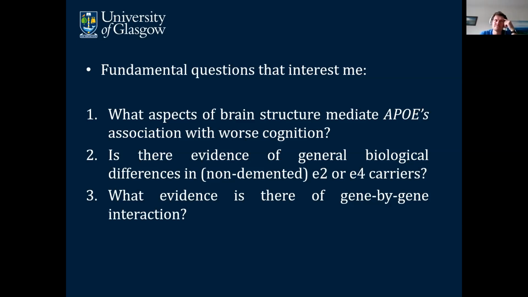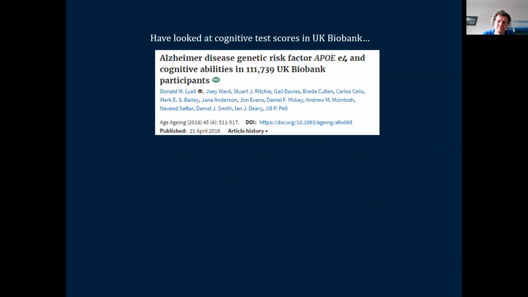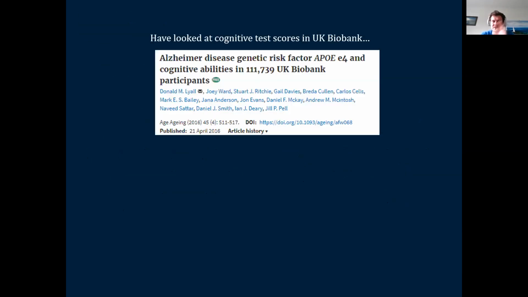So I've got a mixture of some relatively older stuff that we've done and also some new stuff, one of which is in press and 2 which are completely unpublished and not out yet. So we've run the continuum of the hits versus some new stuff. So starting off with what aspects of brain structure mediate ApoE's association with worse cognition, I'm going to focus entirely on UK Biobank from here on out because it's this amazing cohort for what we like to do.